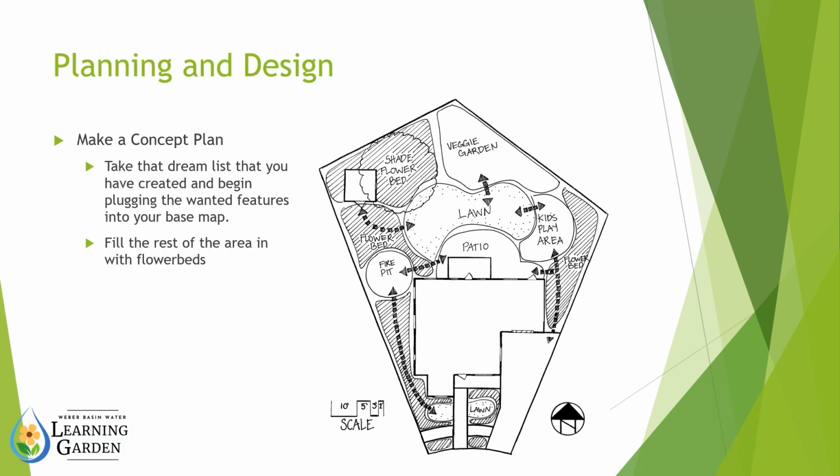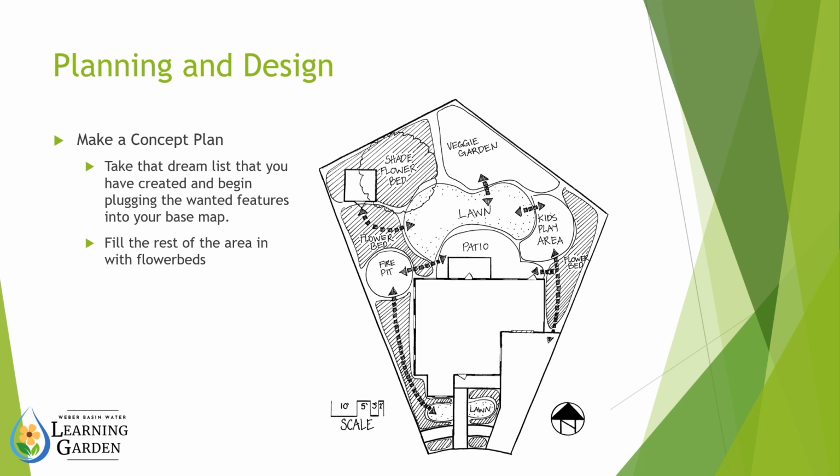After you have made your list of elements that you want to include in your yard, it's a really good idea to make a concept plan. And a concept plan is taking your list of wants and your site analysis and starting to put those pieces into this puzzle. So with your site analysis, you'll look at where your sunny areas are, and maybe that's the best place to put a vegetable garden.